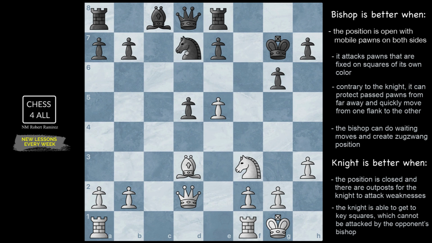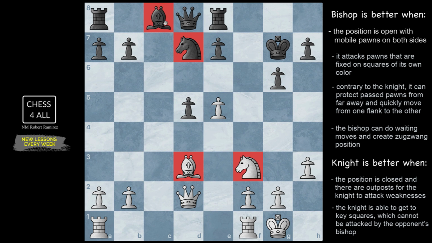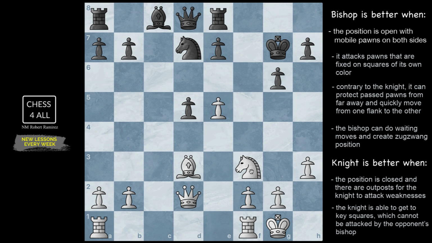So that means that if I remove this knight with my bishop, I'm going to be left with knight versus bishop, and that bishop cannot access d4. So I'm already thinking of the rule of simplification.